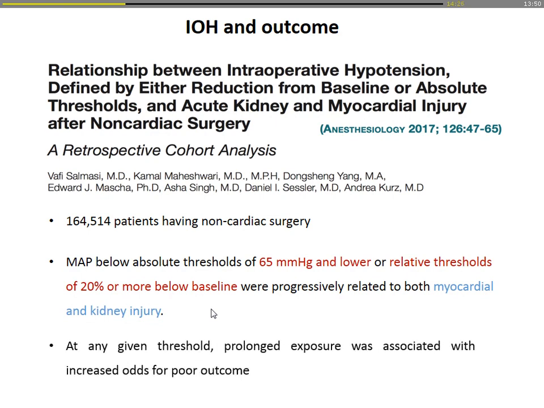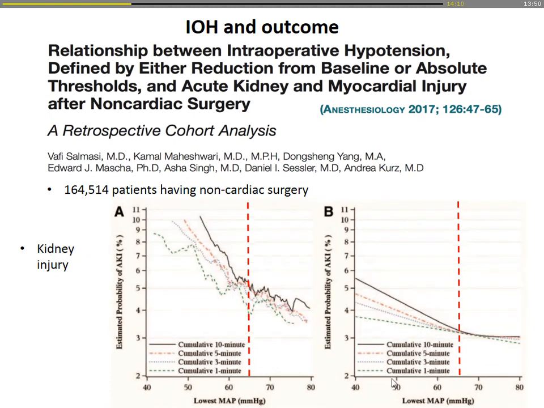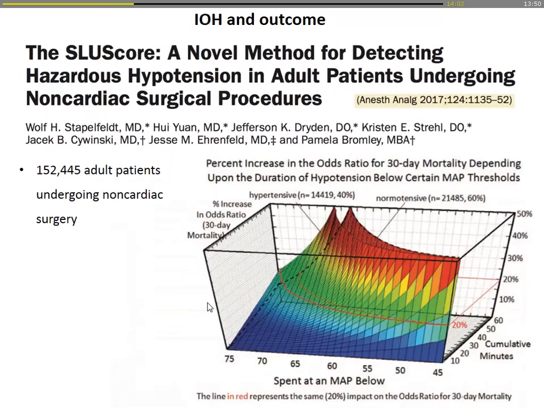And so for any given threshold, these are the data for myocardial injury. You see, this is the threshold of mean arterial pressure of 65, and if you go below these thresholds for any period, it increases the mortality. And these are the data for the kidney injury, so there's a clear association. If your blood pressure is below 65, this risk increases dramatically.